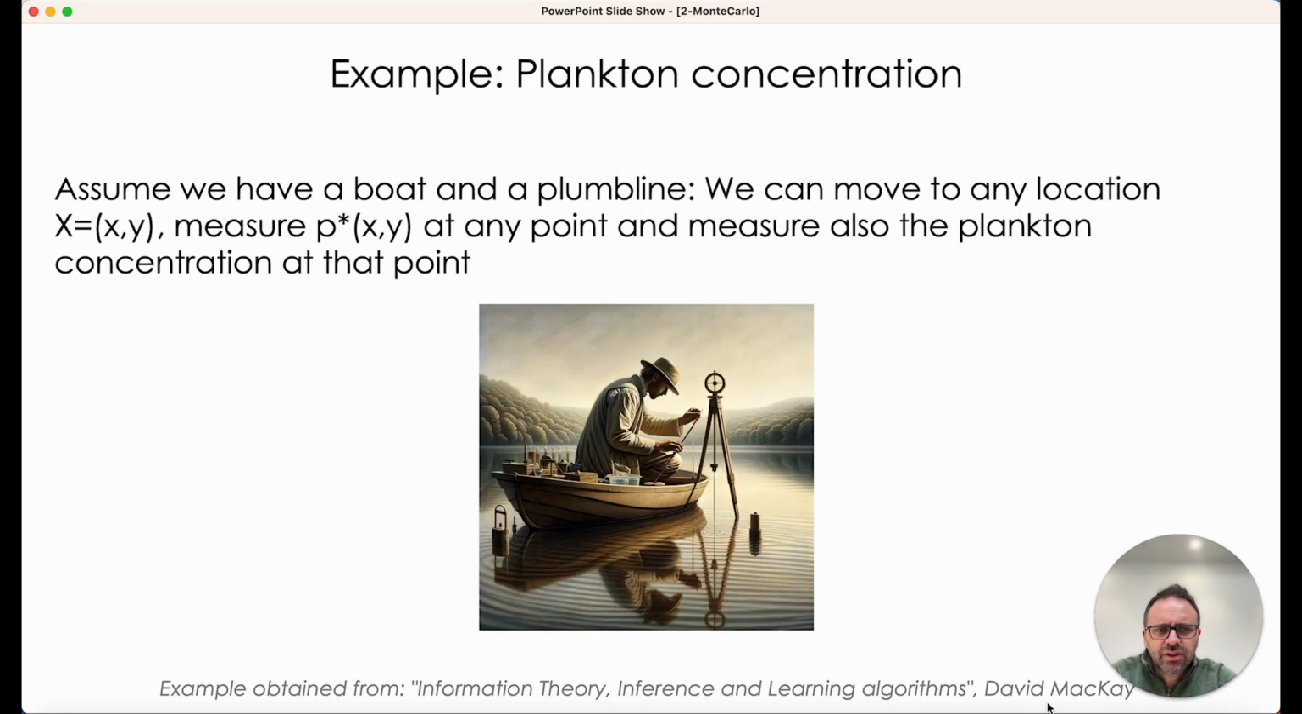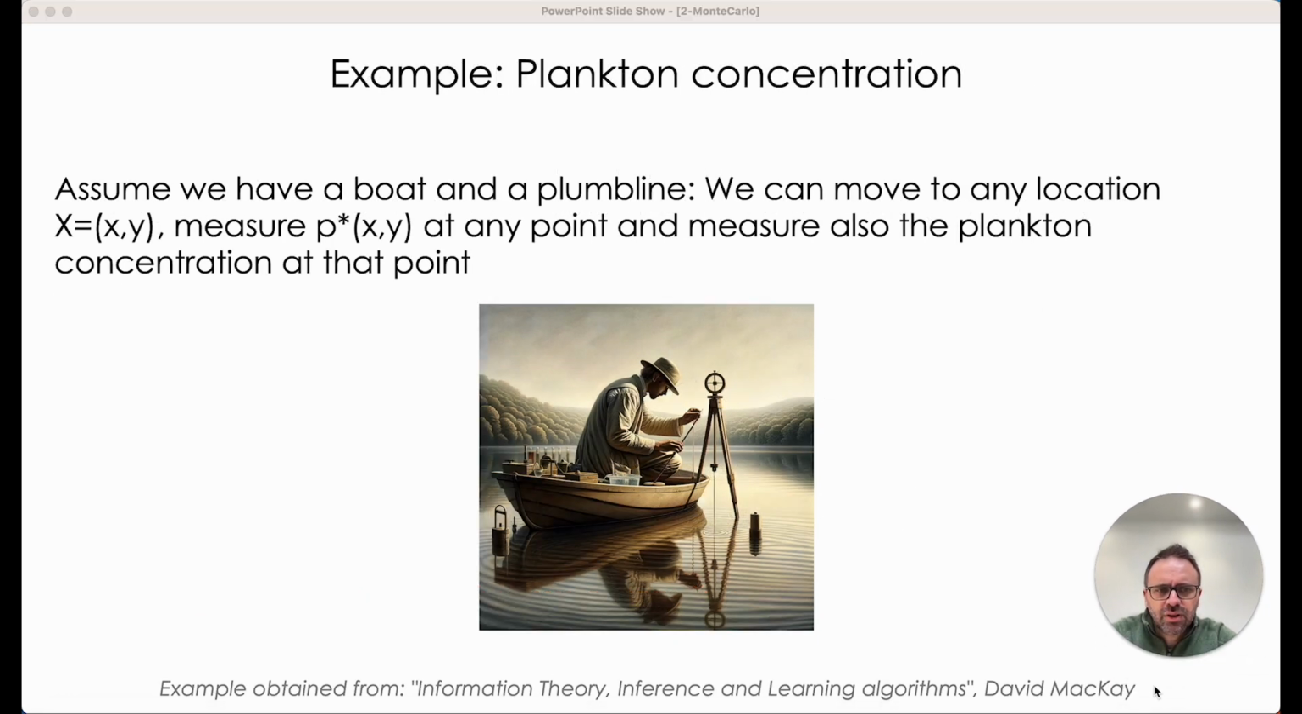So let's see another example that I like a lot from this book down here. I strongly recommend you to read this book. Imagine we have a plumb line, we're in a boat, and we want to calculate the average plankton concentration in a lake. With the plumb line, we can measure the depth of the lake at any point. Of course, we can move with the boat.